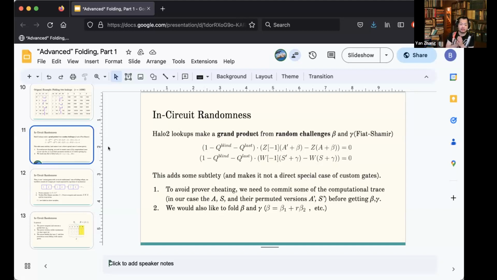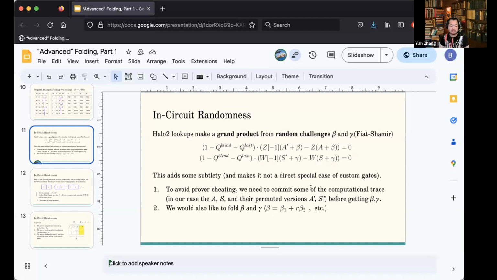Recall that the Halo 2 lookups make this grand product from random challenges, beta and gamma. So let's think about the game turn order. The prover does some computation, and then we get beta and gamma from the verifier, and then we compute these Z and W's. I don't know how familiar you are with the product argument, and we can go to details later if you like. But the main idea is Z and W are these products of fractions, and they had better equal 1 at the end. The fact that they equal 1 is like the last couple of equations from the previous few slides, but you should just think of these products of fractions.